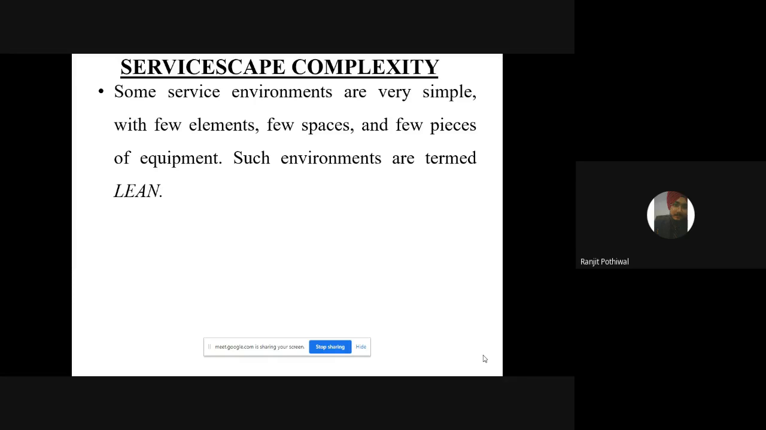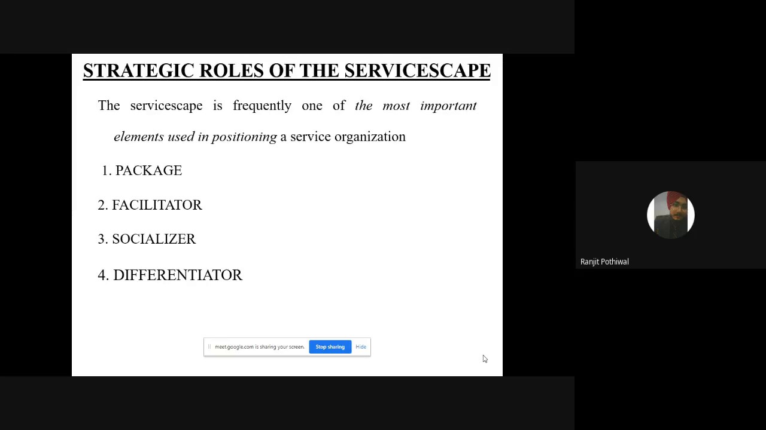Okay, so these are the two scenarios in terms of complexity, where it is simple and where it is complex. Simple: few equipments which you can use directly. Complex: many equipments, very difficult for the customer to operate himself. So there is a person who helps him get that particular service. Okay. Next is the strategic roles of the servicescape.